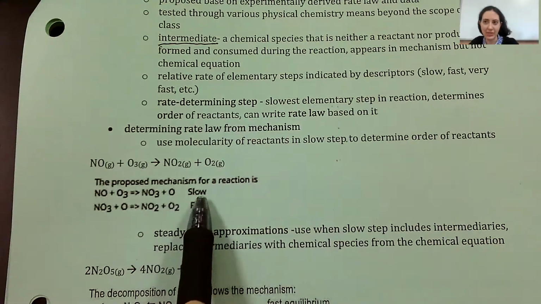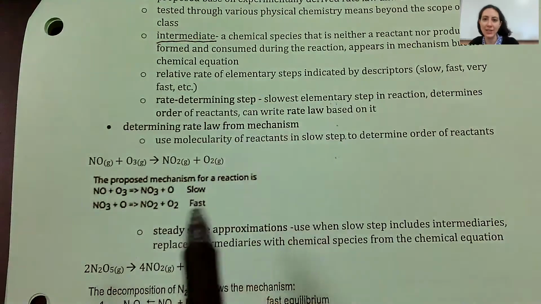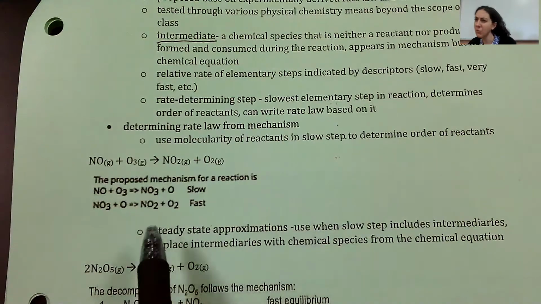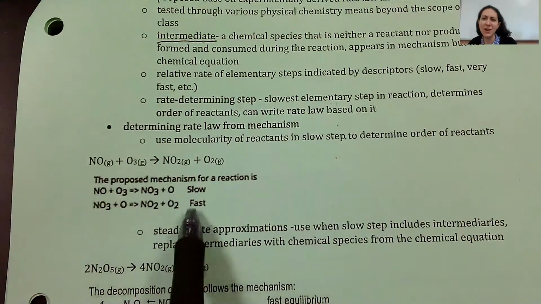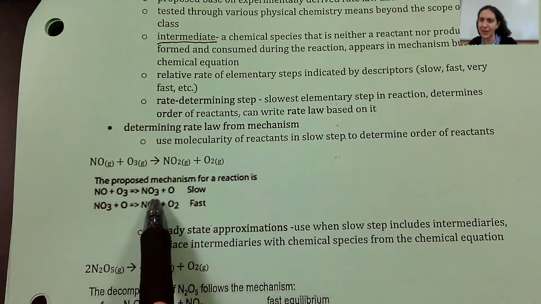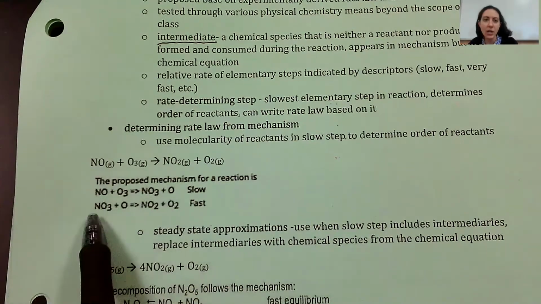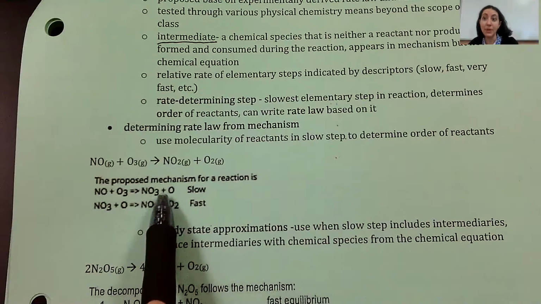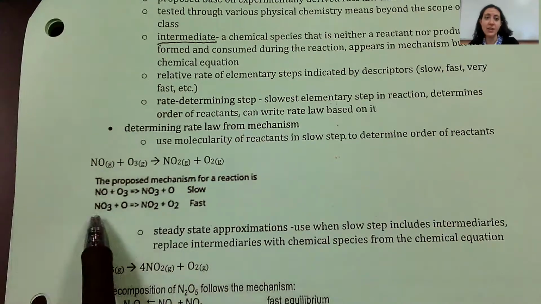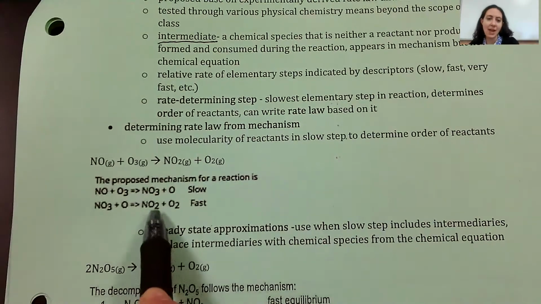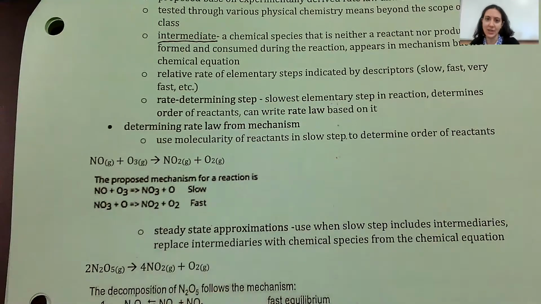This is a pretty slow step. We don't know what the rate is, but it doesn't really matter. It's just slow, which makes sense, because if you think back to formal charges, if you had to draw a Lewis diagram for this, it's going to be a weird one. This is clearly way more stable than this. So that's going to happen kind of slowly. But as soon as it does, those two species will bump into each other again and then create the nitrogen dioxide and the oxygen.